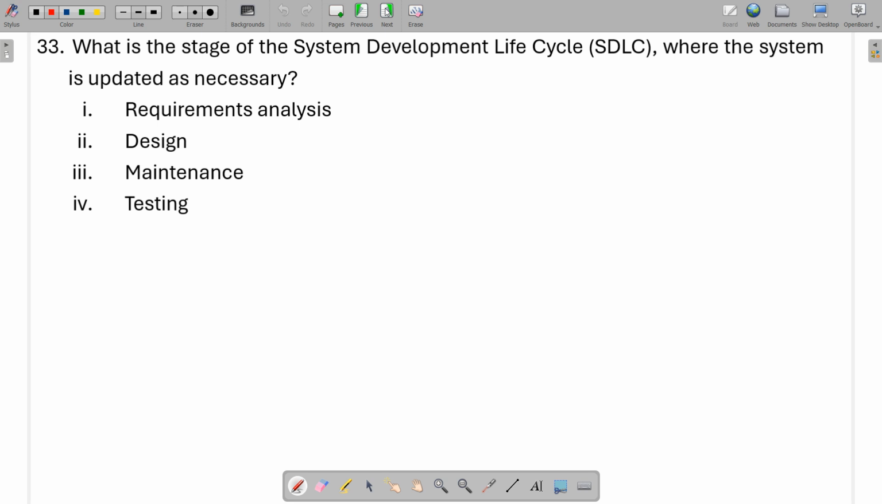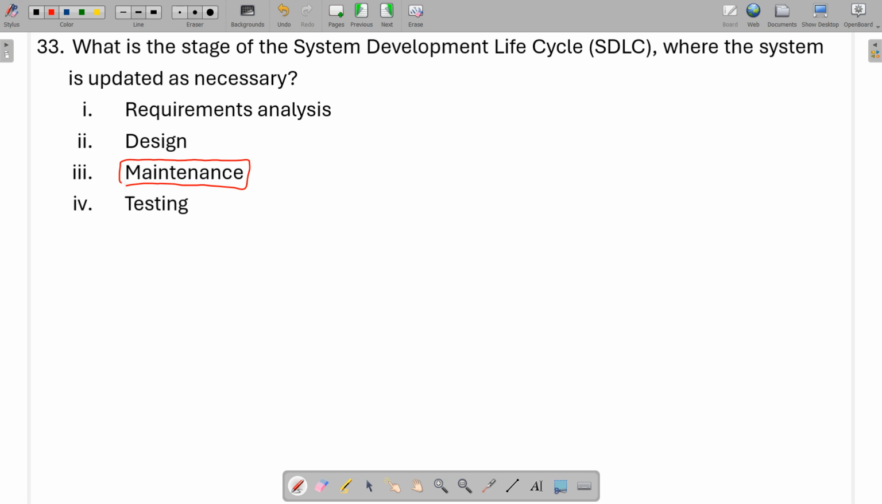What is the stage of the system development life cycle where the system is updated as necessary? If the system is updated as necessary, it is not the requirement analysis or the design, neither the testing, right? So it definitely goes with the maintenance part. So small, necessary updates will happen.